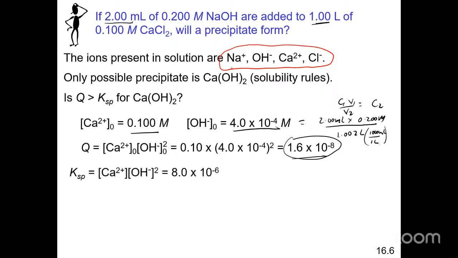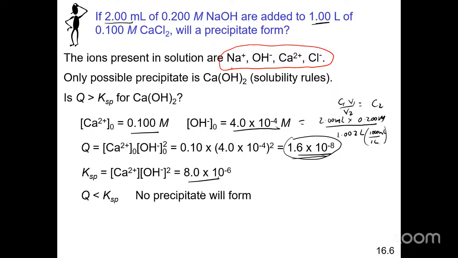I think I have the value here. Right, so the QSP is this, the KSP is this, and we notice that the KSP is larger than the QSP, or the QSP is smaller than the KSP, which means that there will be no precipitation formed because the QSP is now less than the KSP. All right? So that's basically how you can make predictions as to whether or not a precipitate will form if you have two ions coming together that could potentially form a precipitate.